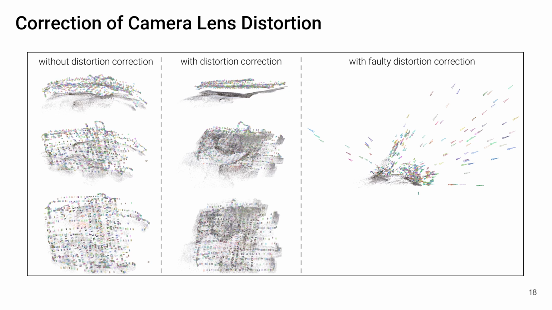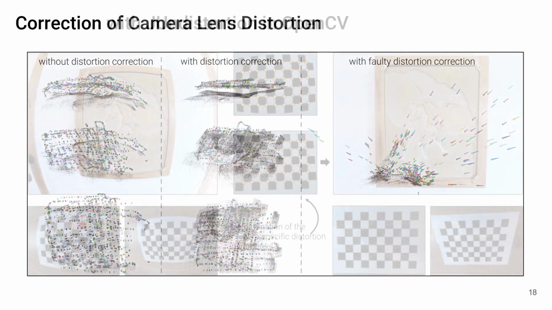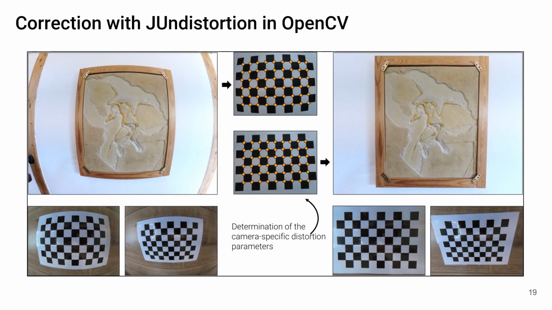However, the distortion correction of the camera images is a very sensitive step where great care is required. Wrong parameters can very easily lead to completely incorrect results, as the example on the right clearly shows. To perform distortion correction, we need to measure the lens properties. We often speak here of the so-called intrinsic camera parameters.